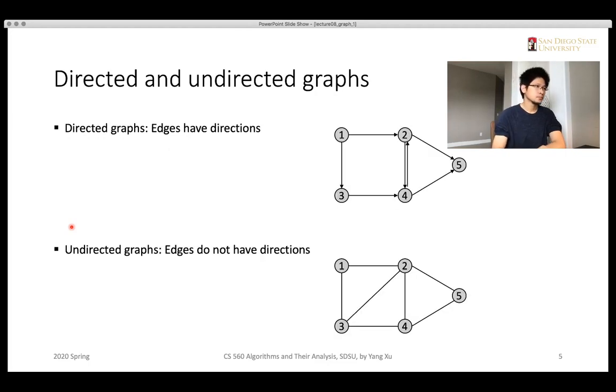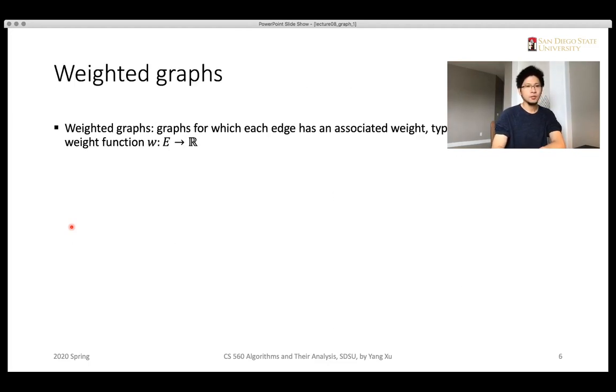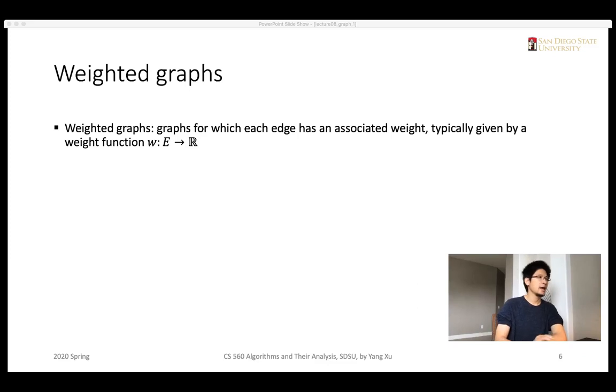And also, there's a special type of graph that has a weight associated with each edge. We define this graph as weighted. We call this a weighted graph. In the weighted graph, each edge has a number, or a weight, associated with it, and it's typically a real number, given by a weight function that maps each edge in E to a real number.